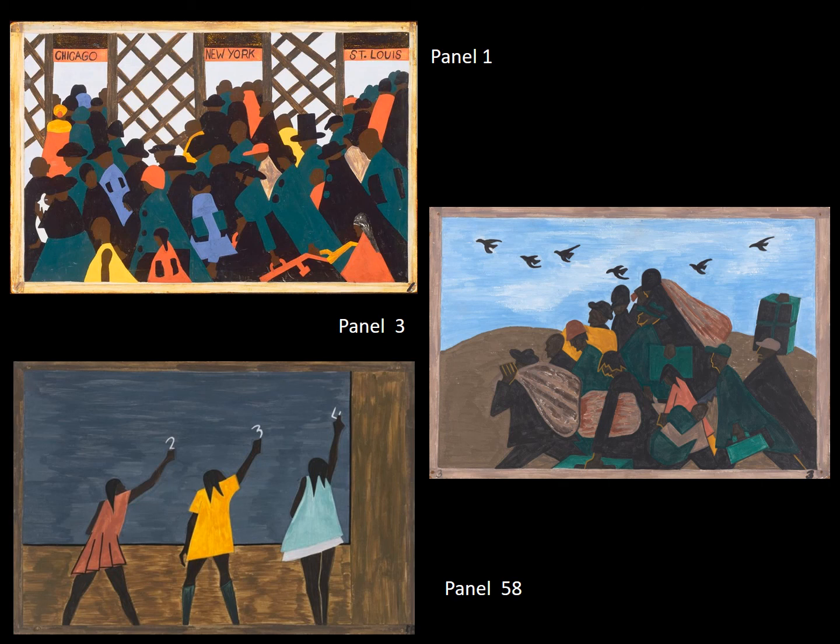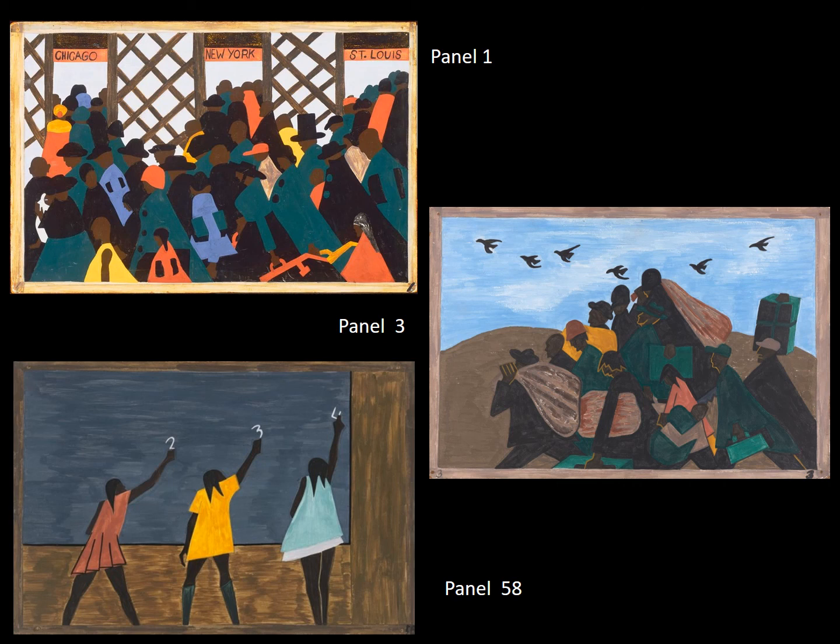So panel 58, towards the end of the series, shows 3 girls of varying heights writing on a blackboard, writing math, wearing these very bright colors, and we get the sense that they're in a modern classroom. And one of the things that really compelled people also to move north were the opportunities for education, because in the South, the local and state governments gave very small amounts of money for Black public schools, and the opportunities were better in the northern cities.